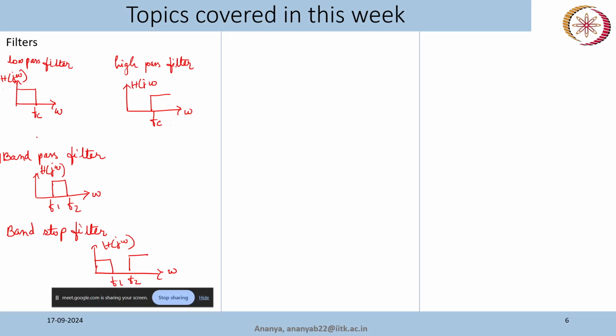In case of active filters, we can make the circuit using some active component which will give some gain. So that will be that gain. So this will be say A. That is basically like that. So that is filtering and amplification at the same time.